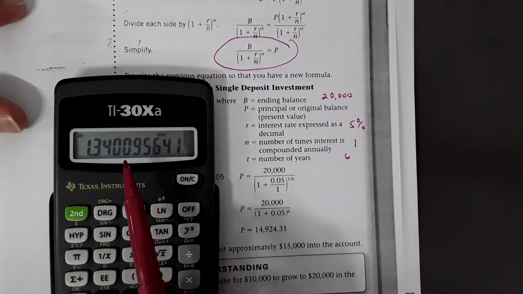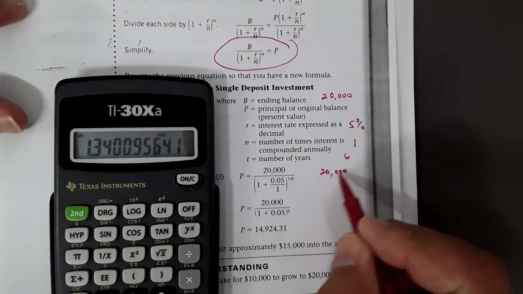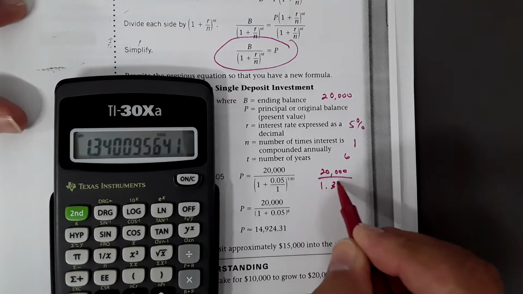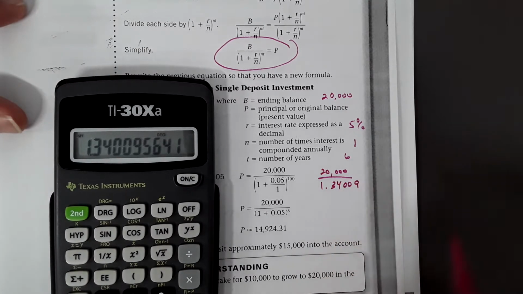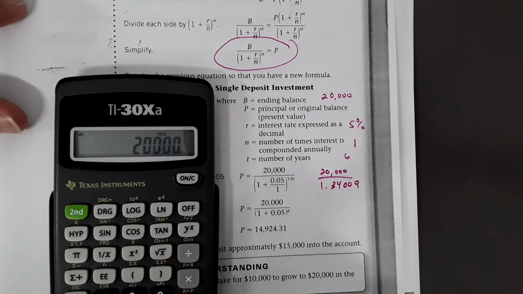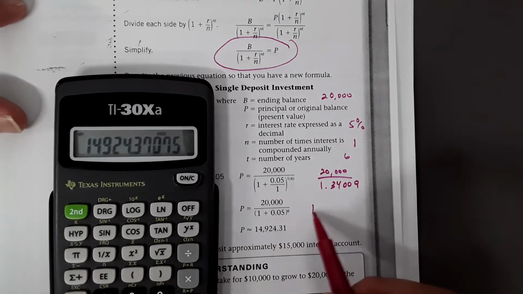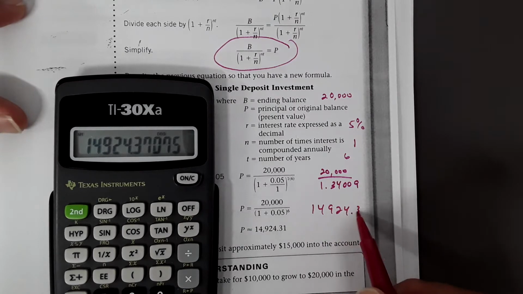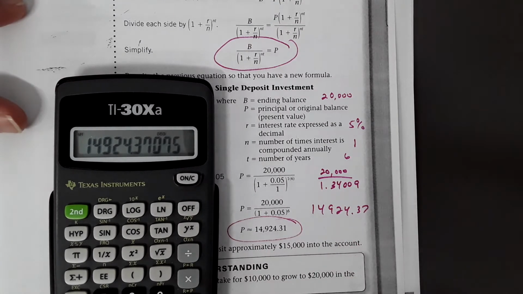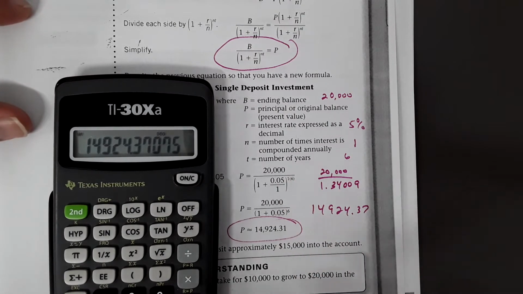Now I do 20,000 divided by this number. So I'm going to do 20,000, and for this I'm going to have to write this number down. 1.34009. That's probably enough. 20,000 divided by 1.34009 gives us, well, I didn't take it up. Yep, $14,924.37, and they come up with 31 cents because I rounded too soon. But plug the numbers into the formula, let your calculator do the work.